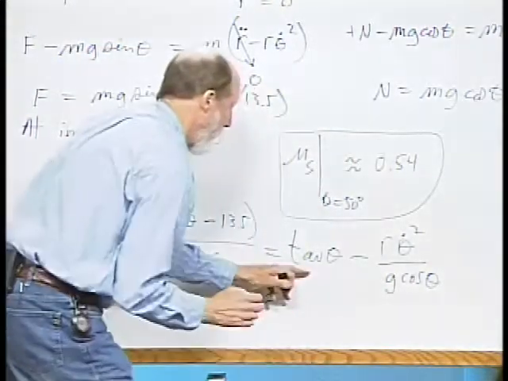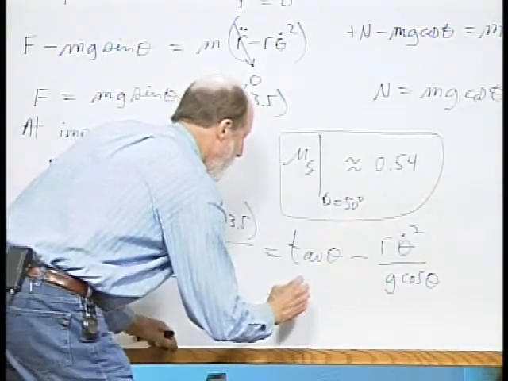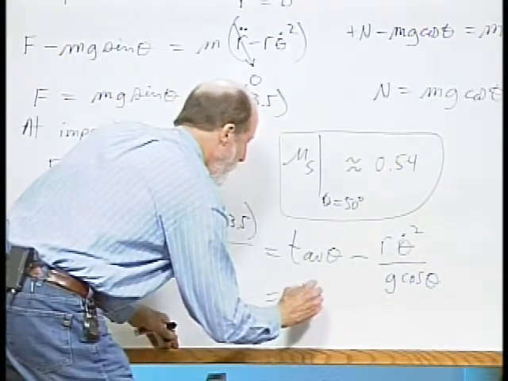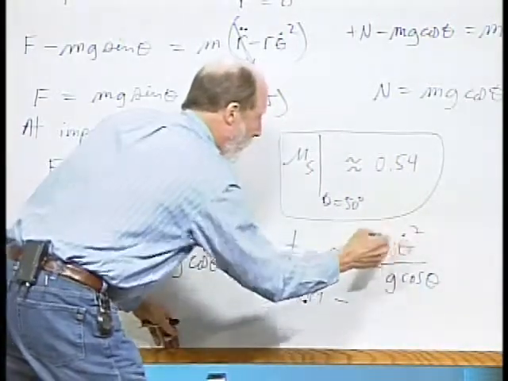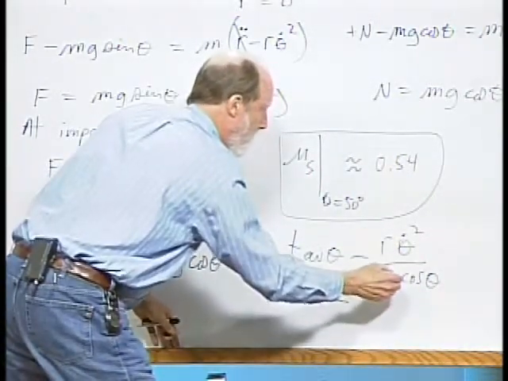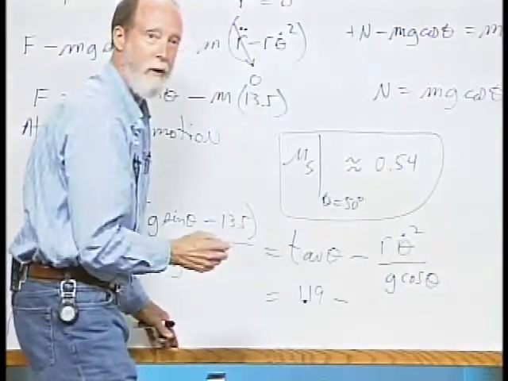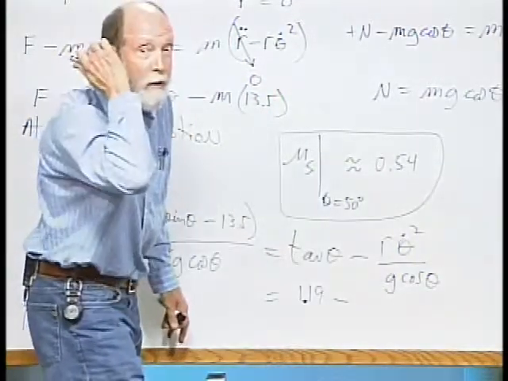So what's tangent of 50? 1.19. 1 point what? 1.19, okay. And then what's this guy, with our 13.5 in there divided by 32.2 cosine 50? 0.27. How about, excuse me? 0.27.